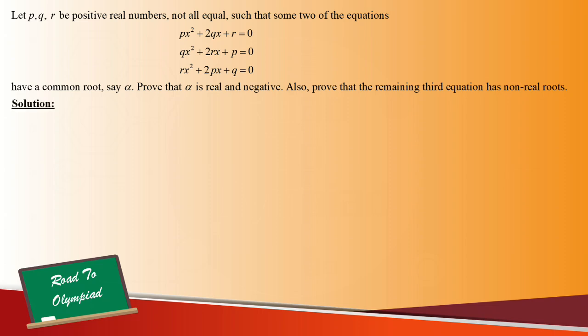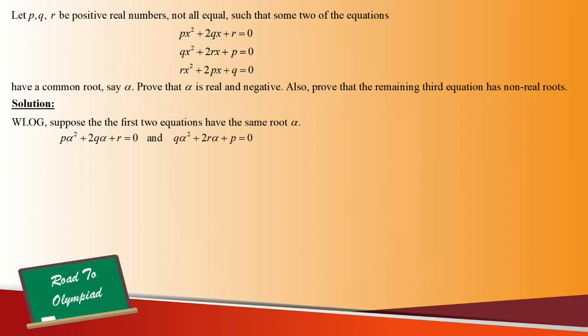To solve this problem, without loss of generality, we can start by assuming that the first two equations have the same root, alpha. Substituting alpha into the equations, we have p alpha squared plus 2q alpha plus r is equal to 0, and q alpha squared plus 2r alpha plus p is equal to 0. Multiplying q into the first equation, we have this. And multiplying p into the second equation, we have this one. Doing so, we can subtract the two equations to get 2 times (q squared minus pr) times alpha plus qr minus p squared is equal to 0.